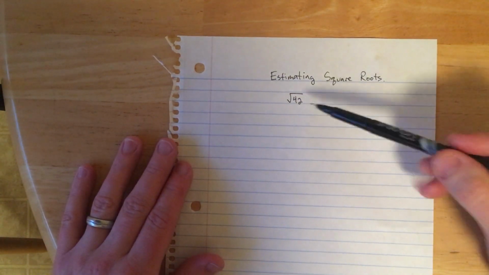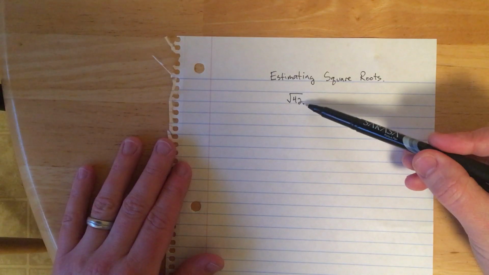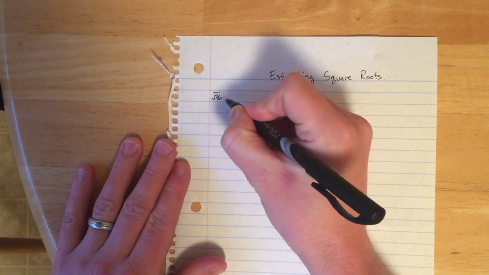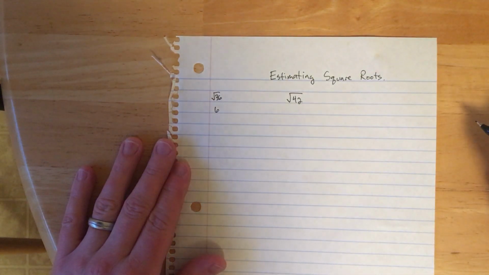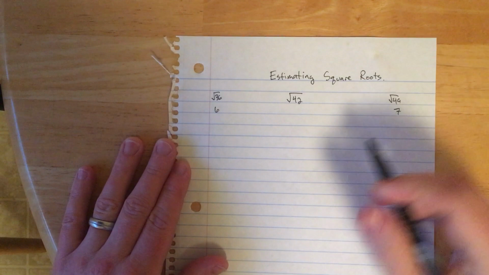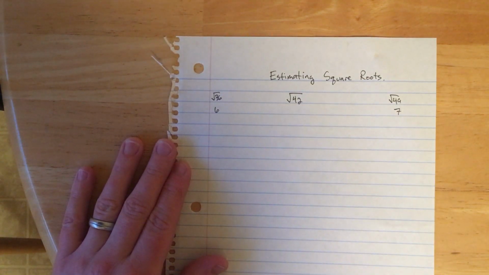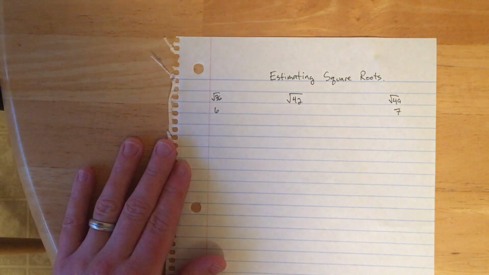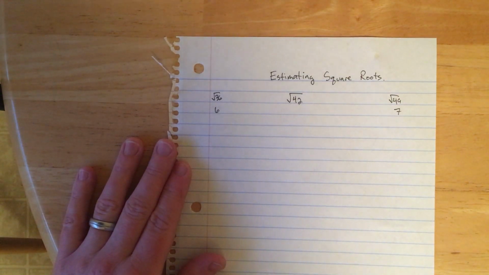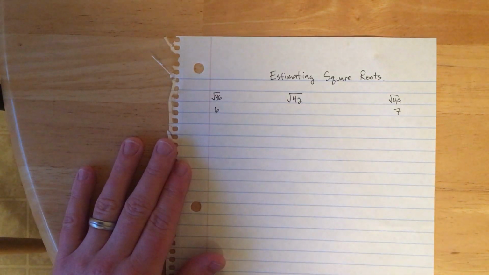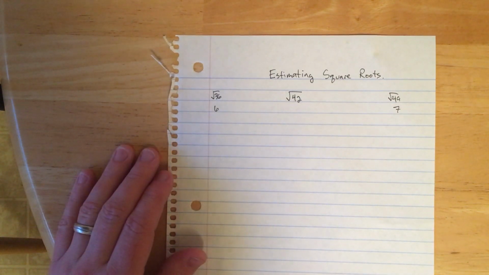I start thinking about, well, what is this around? So the first thing I think about is, well, I know the square root of 36 is 6. I also know that the square root of 49 is 7. So that means that the square root of 42 has to be somewhere between 6 and 7. So that's my first starting place. You might even think, well, it looks like it's about halfway there, so maybe it's 6.5. But I want to be more accurate than that.